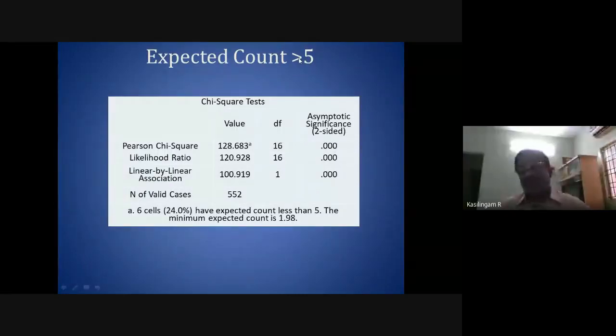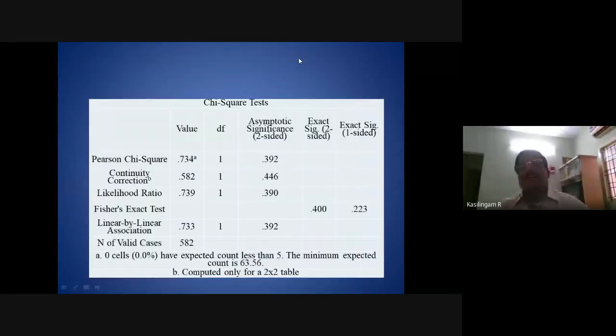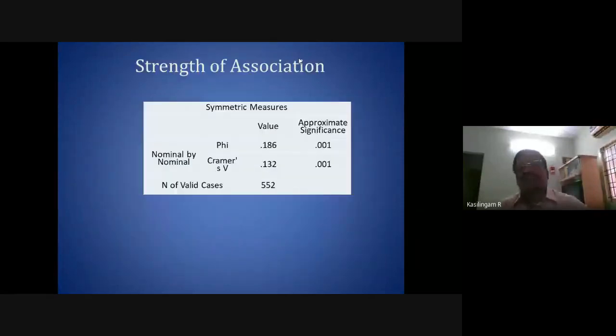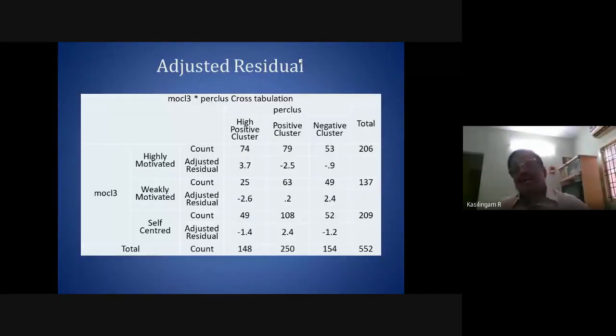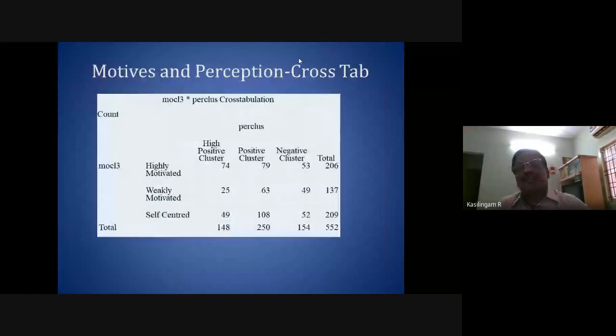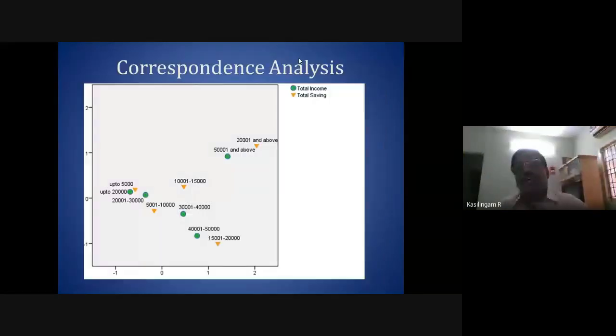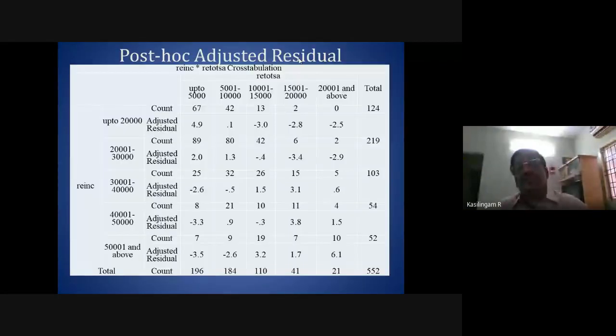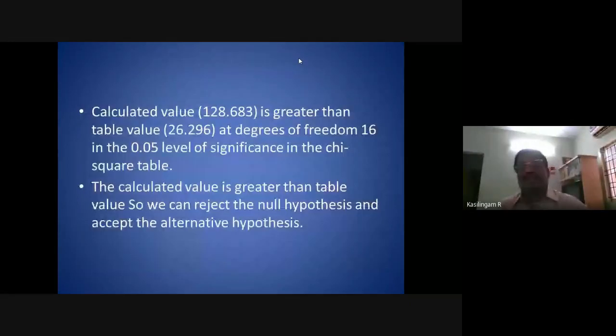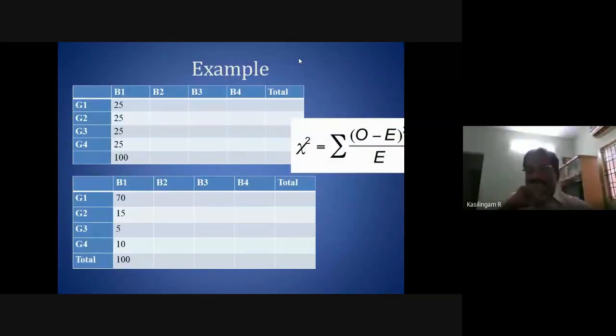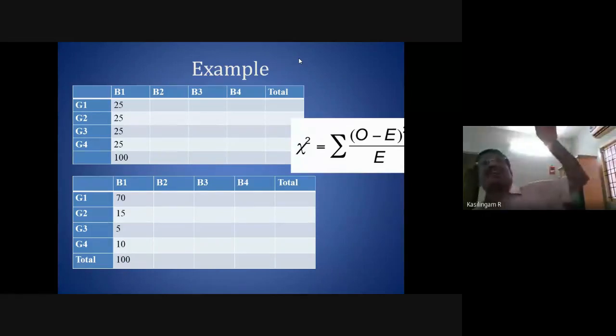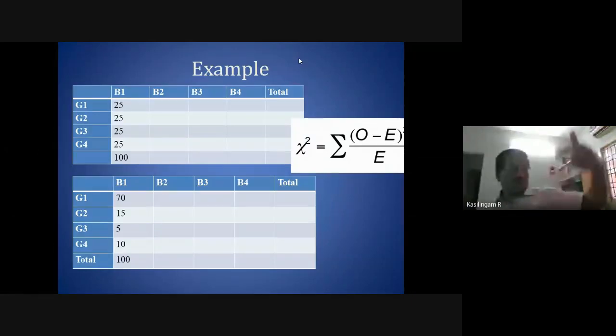Now look at the formula. What is the formula for the chi-square value? Now, if you look at the chi-square value, this calculated value, it is stating that the calculated value is 128.63 A. For that A only, it is reporting the expected value.